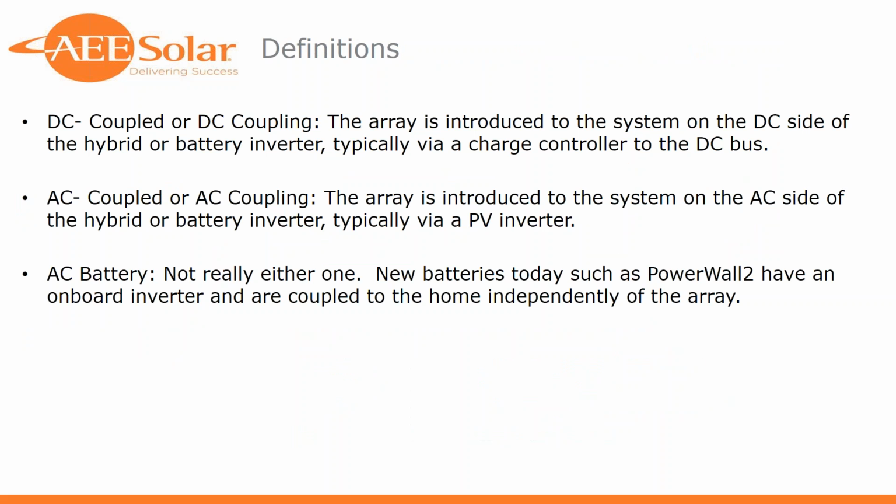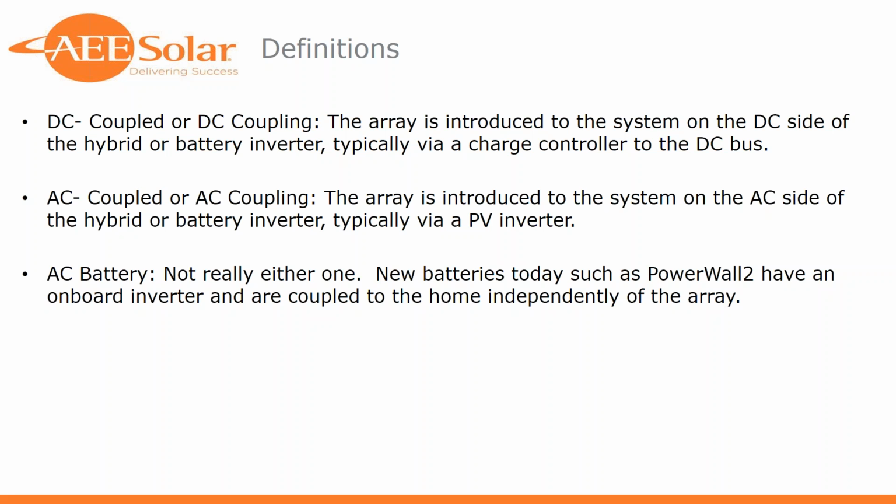All right, so definitions. DC coupled, or DC coupling, versus AC coupling versus AC battery. You see lots of people use slightly different definitions. This is the best set that I've arrived at, and it has to do with where in the system the wattage from the array is being introduced. In DC coupling, the array is introduced to the system on the DC side of the hybrid or battery inverter, typically via a charge controller to the DC bus.